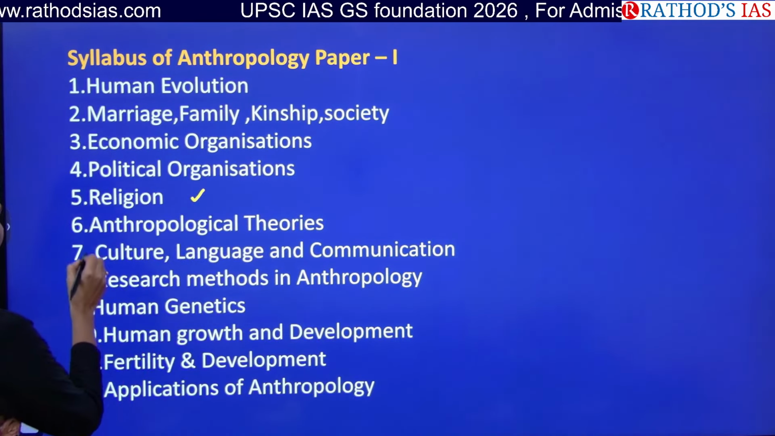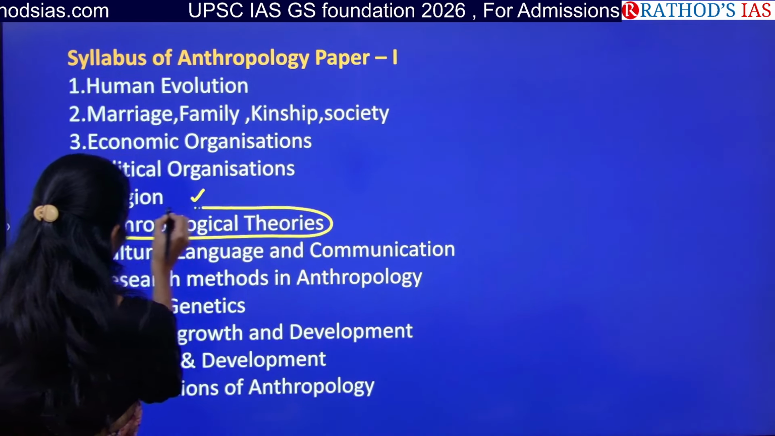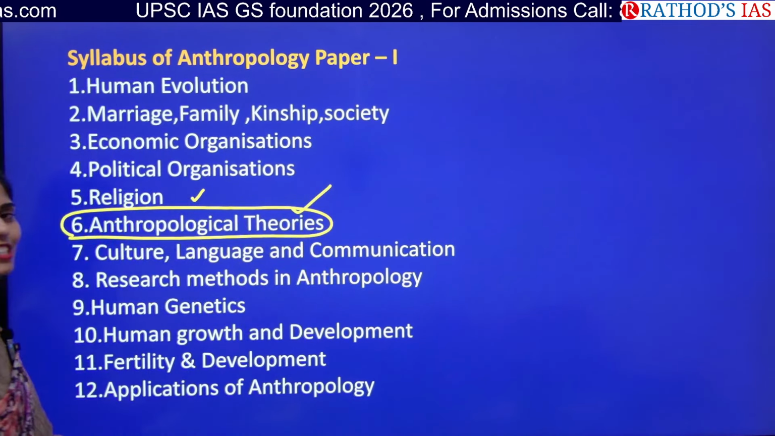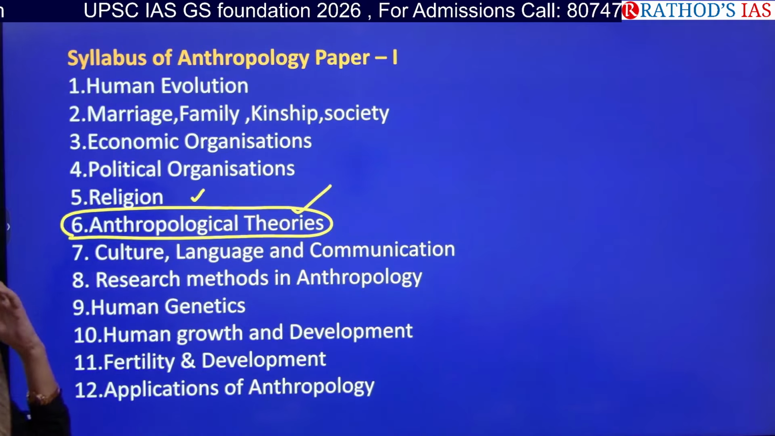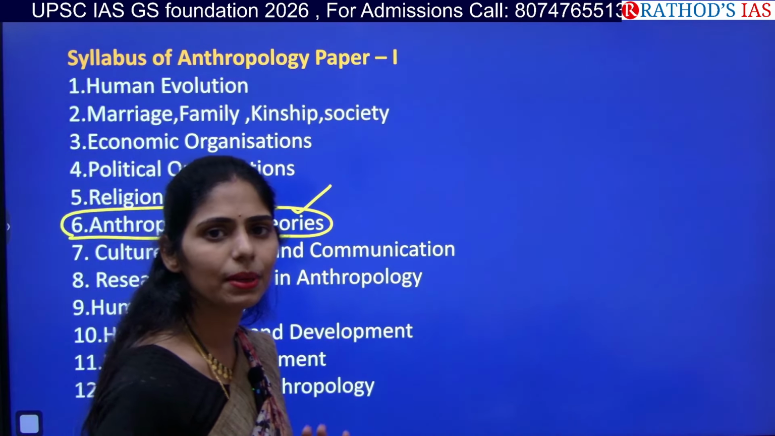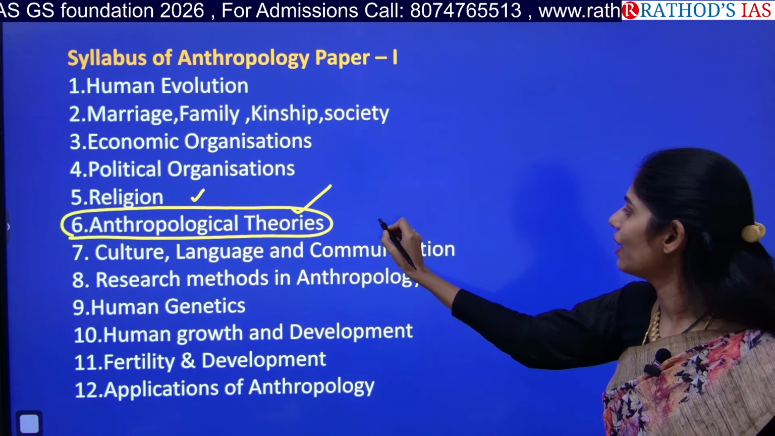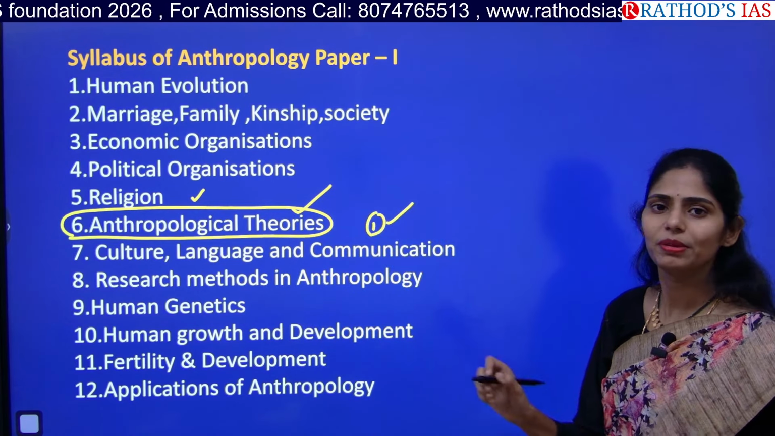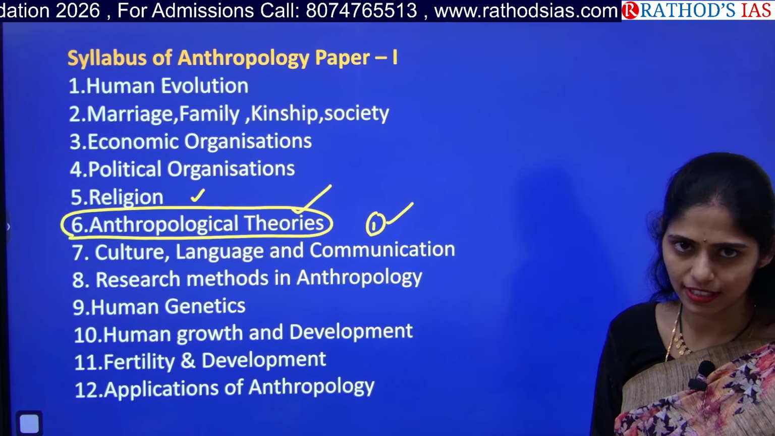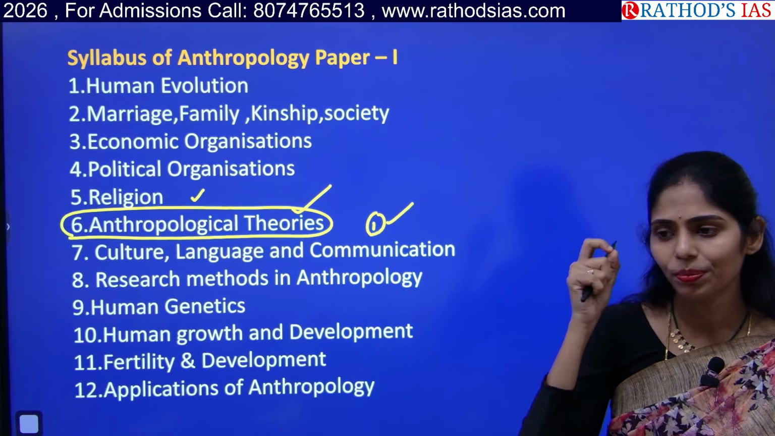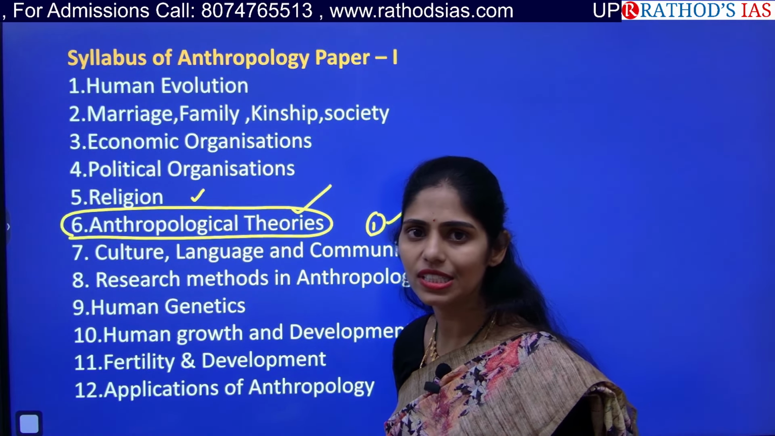Okay, let us see about the 6th chapter, that is theories. So I want to say one thing about theories: whichever optional you are choosing, there will be the part of theories for sure. But in anthropology, we are having only one chapter where you will be studying about 10 important theories. So I will be giving you a brief explanation regarding how these theories will be.